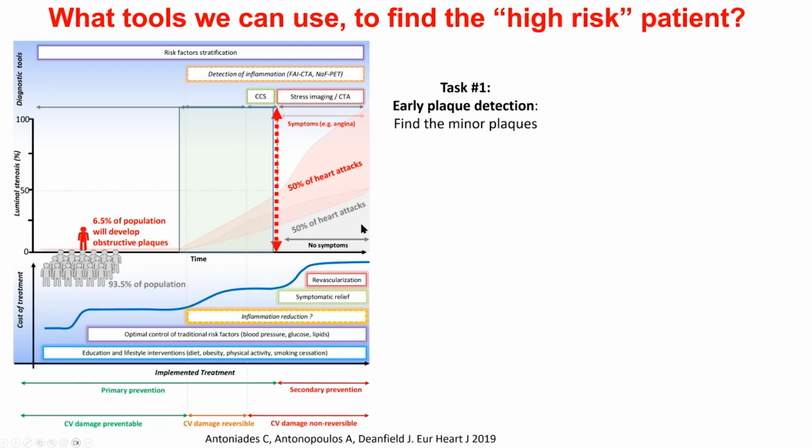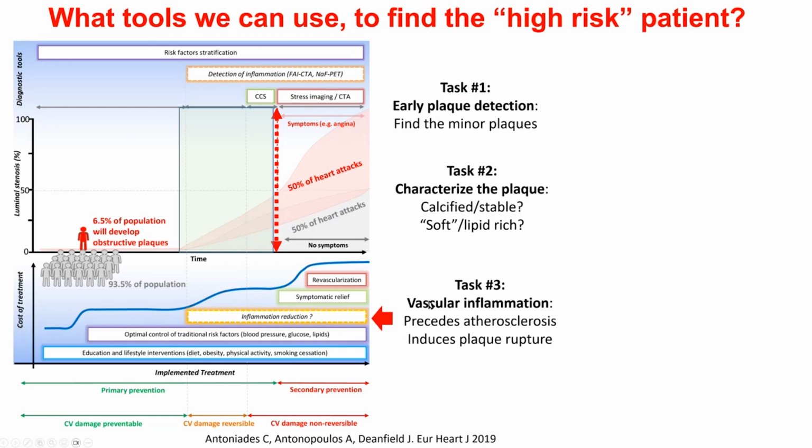What do we need to have in our toolkit in order to start talking about early identification of patients at risk? We need to be able to detect the plaques, find the small non-obstructive plaques. We need to be able to characterize the plaques, tell whether they're calcified or stable or unstable, and more importantly, be able to find the inflamed arteries, because it's the inflamed arteries that give the heart attacks, and it's the inflamed plaques that rupture and eventually give the heart attacks. And this inflammation precedes atherosclerotic plaque formation.